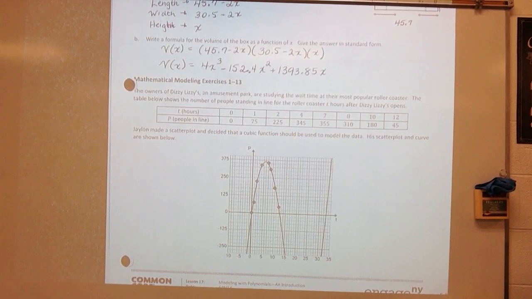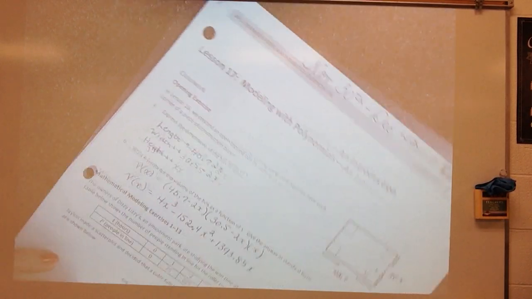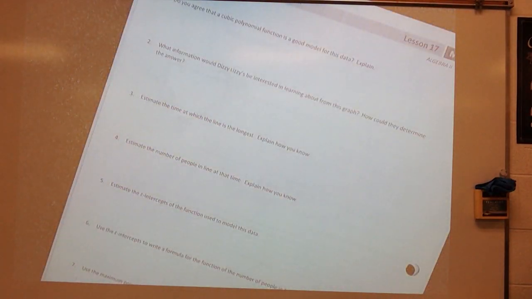Jalen made a scatter plot and decided that a cubic function should be used to model the data. His scatter plot and curve are shown below. All right, so he decided that that's what would make the best fit. It would hit most of our points. All right. So, unfortunately, we're going to have to flip back and forth. Do you agree that the cubic polynomial function is a good model for the data? And explain.